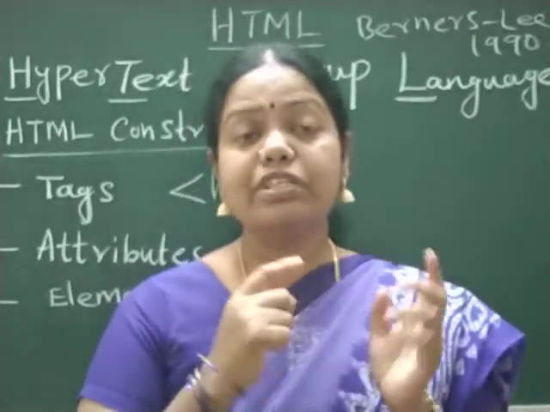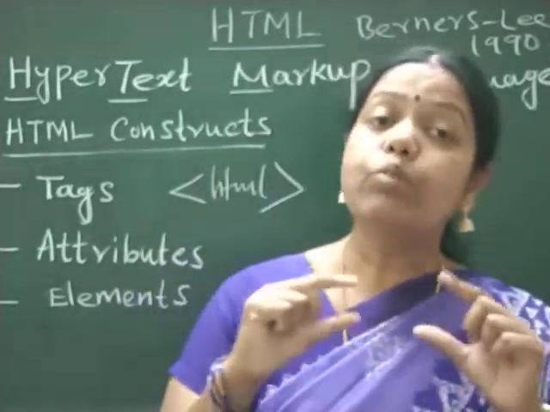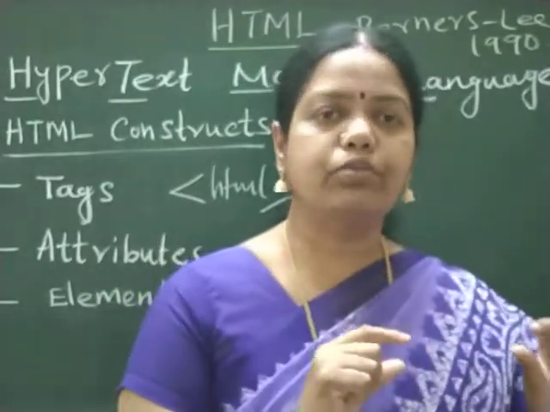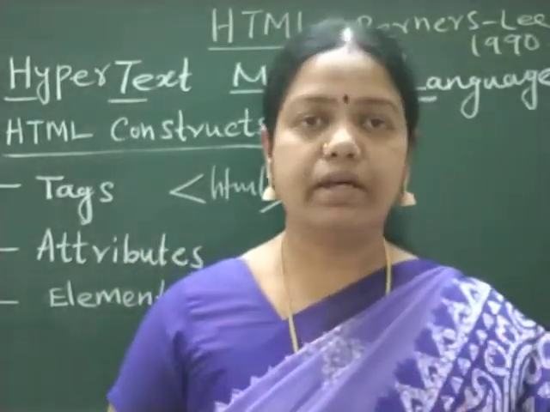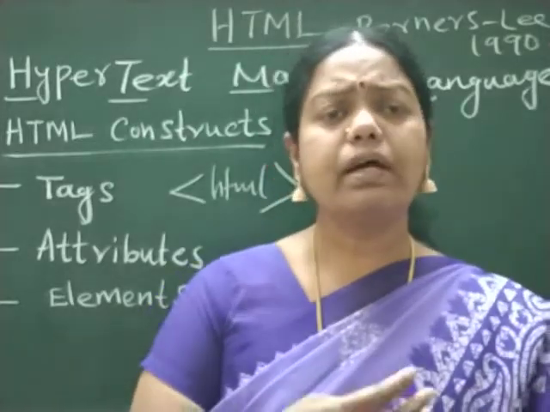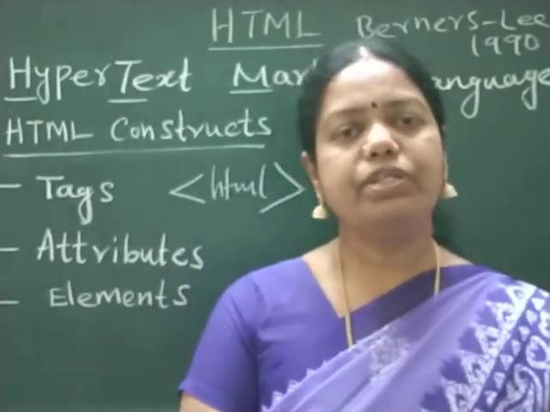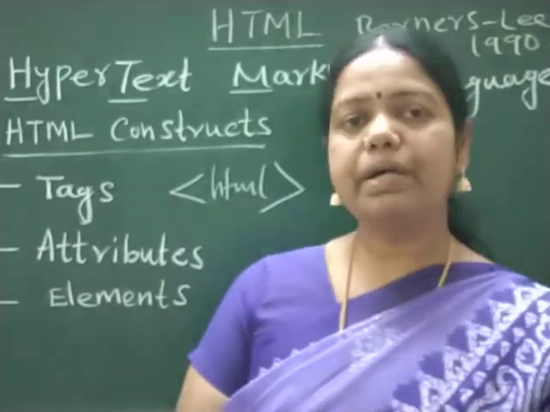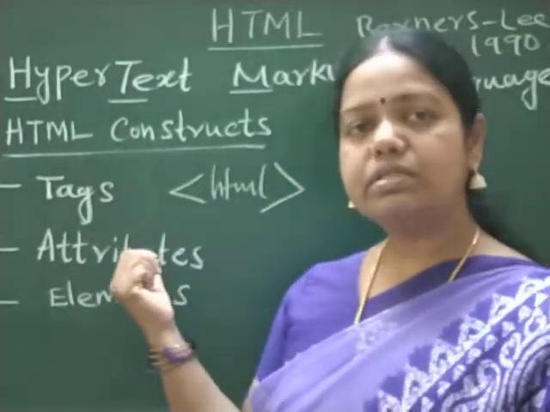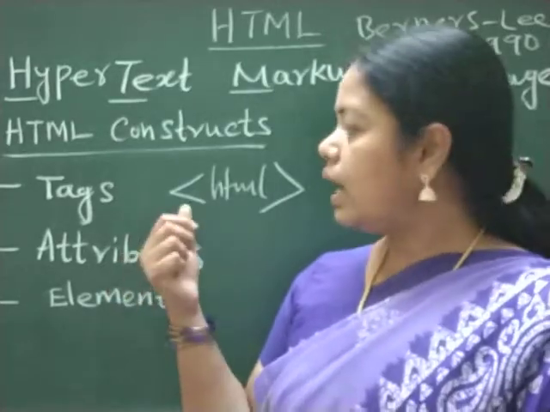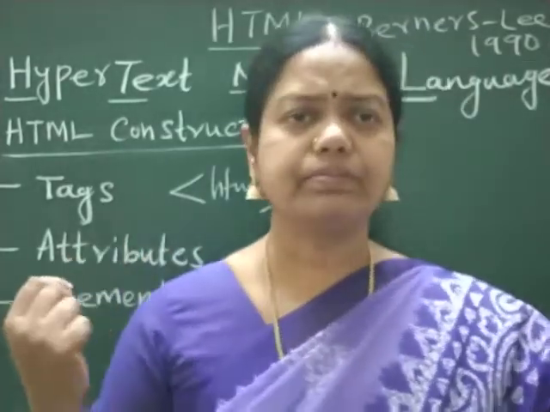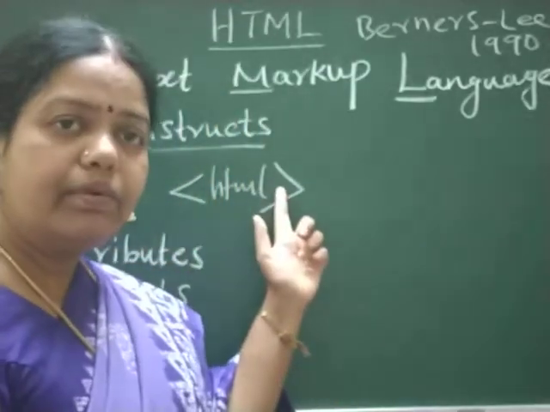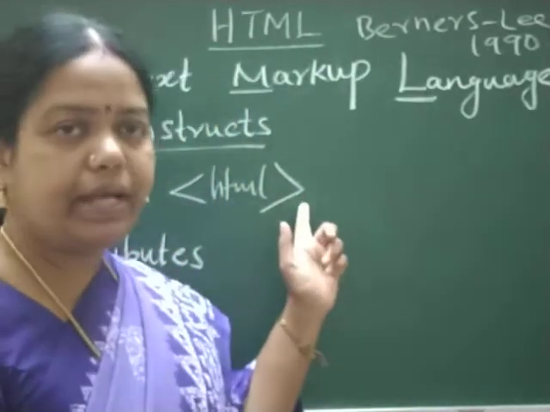Sometimes you want to display that heading in bold font. You want to display it in the center of the page with a different color. So these are all additional information you can provide to the text. That is possible with the help of these attributes. Attributes you have to write along with the tag name inside the angled brackets.